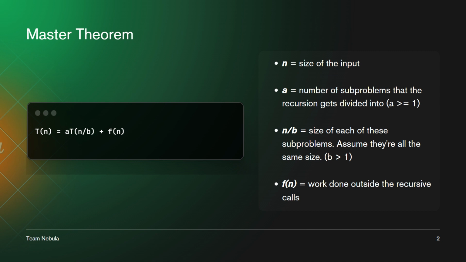So it's important to note that a has to be greater than or equal to 1 and b must be greater than 1. Also, function f(n) should be a function that becomes positive as n gets larger.